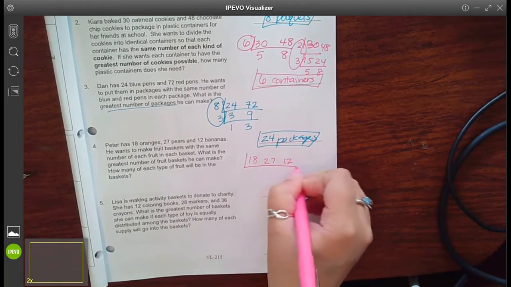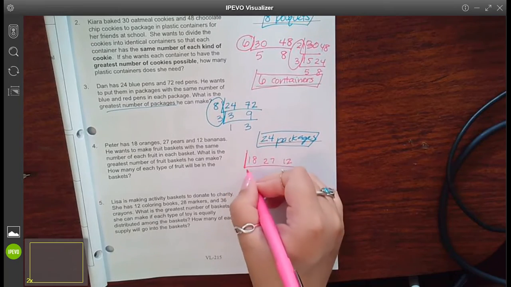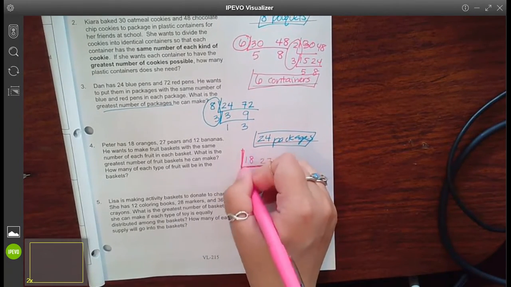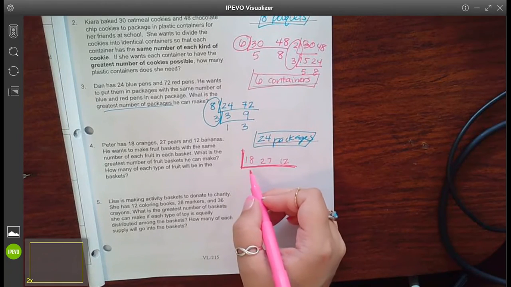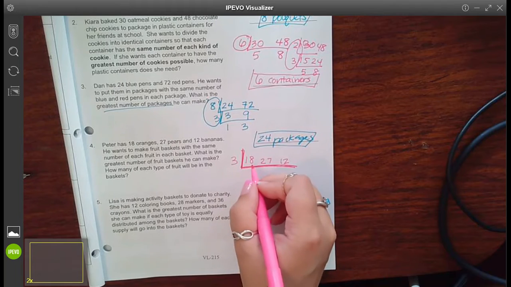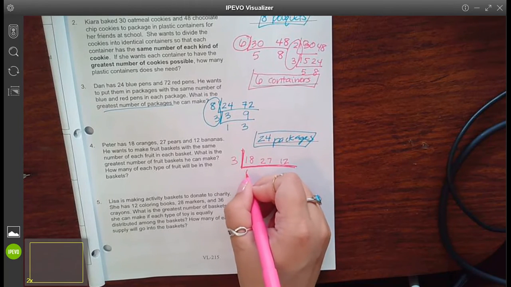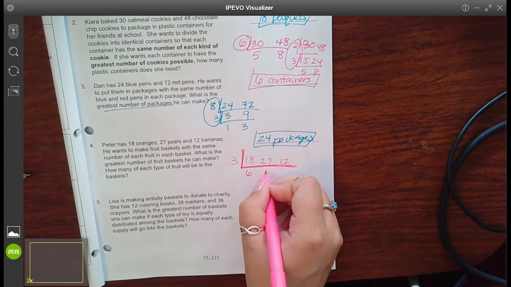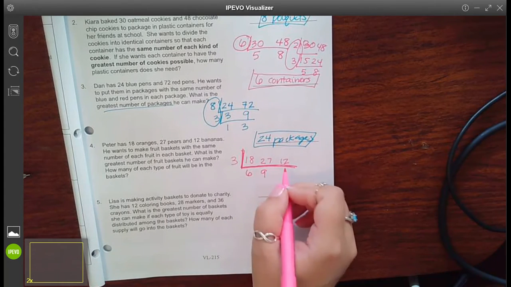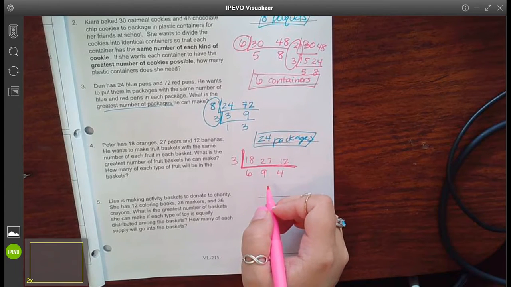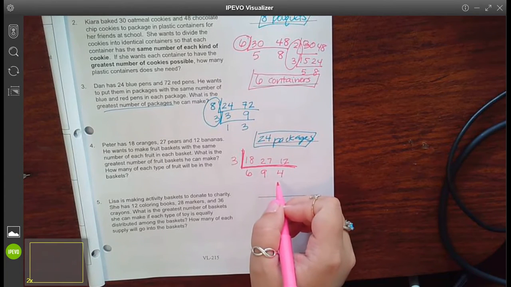And if we're doing GCF, we can actually do all 3 at the same time. When we do LCM later, we have to do them 2 at a time, but GCF is nice. We can do all 3. So what number can go into those 3 numbers? 3 can. 3 goes into 18 how many times? 6 times. And 3 goes into 27 how many times? 9 times. And 3 goes into 12 how many times? 4 times. Now, can anything go into 6, 9, and 4?